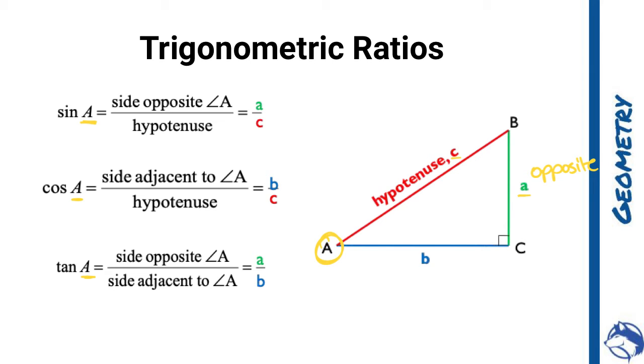When I do cosine, I'm looking at the one that's adjacent or next to it. And so that's the blue one, the B, and that's over the hypotenuse C. So cosine is the adjacent over the hypotenuse, or B over C in this example. And then we've got the tangent, where we are doing the opposite side divided by the adjacent side. So in this example, it is the green one over the blue one, or A over B.